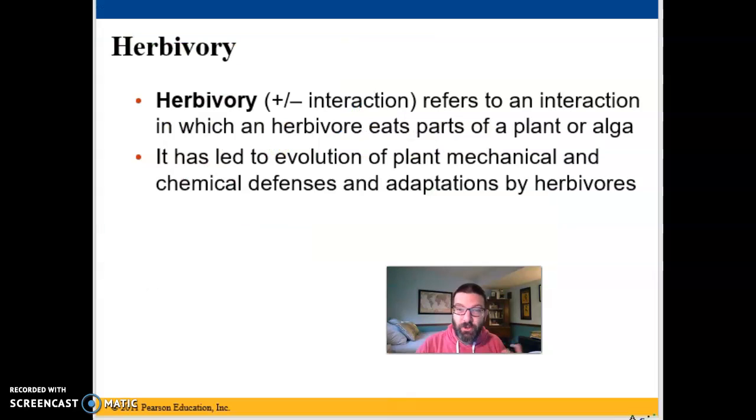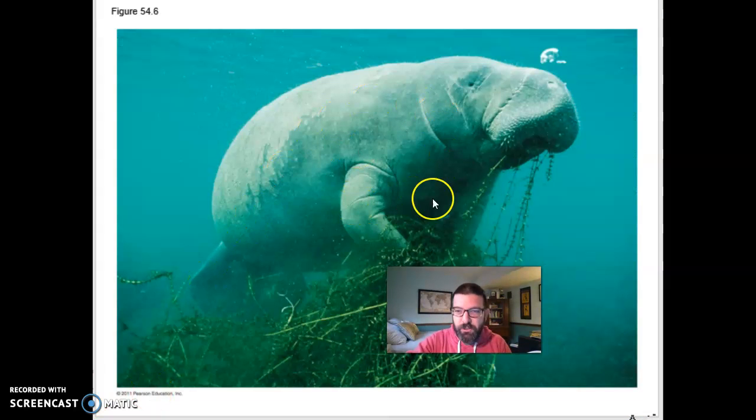I'll also note that herbivory is a kind of predation. It's a plus-minus interaction, specifically where the prey species is a plant or alga that cannot move, so it has to have chemical defenses, which we talked about a lot in our plant chapter. Isn't this cute herbivory right here? Isn't that very cute herbivory?